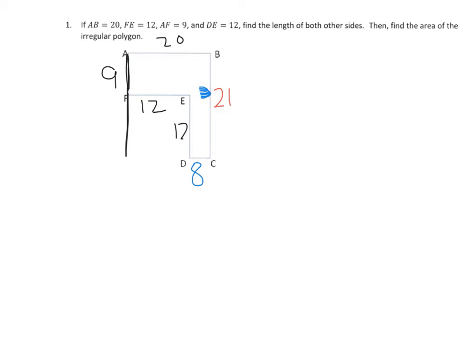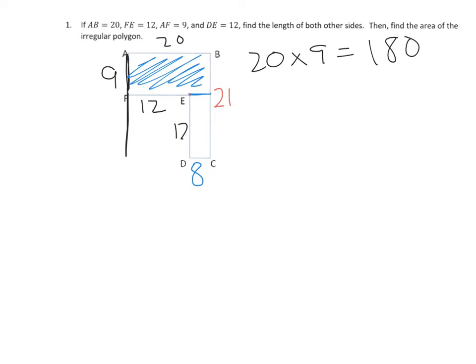Now, you want to split up your composite shape into two different rectangles. So you could make a cut here, or you could make a cut here. Either way would work. I'm going to make the blue cut. So to find the area of, let's say, the blue rectangle, you would do length times width, which is 20 times 9. That equals 180.